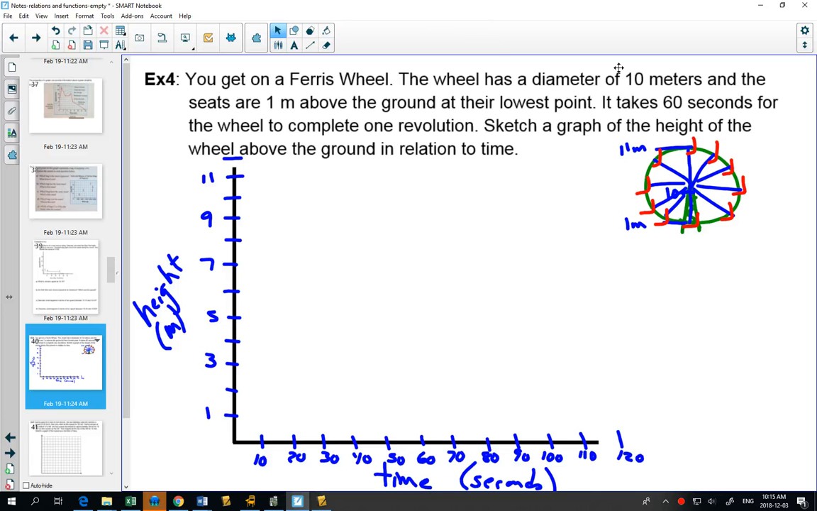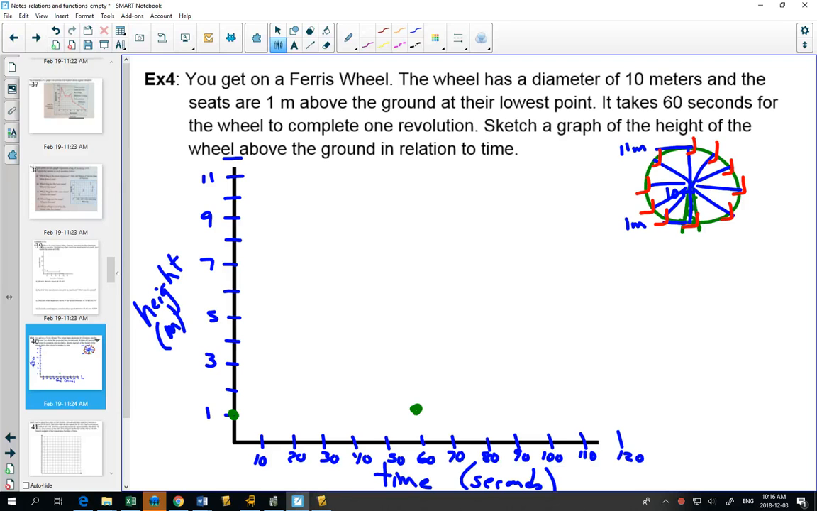Okay, so there we've got our picture. You get on. How high are you when you get on? 1 meter. So here's our starting point at 0 seconds. It starts there. Then they go around. It says it takes 60 seconds to complete one full revolution. So where are you going to be at 60 seconds? 1 meter. Now if we make a graph just by joining these lines, it'll be a straight line, but that straight line would mean you always stay at 1 meter. But that's not true.